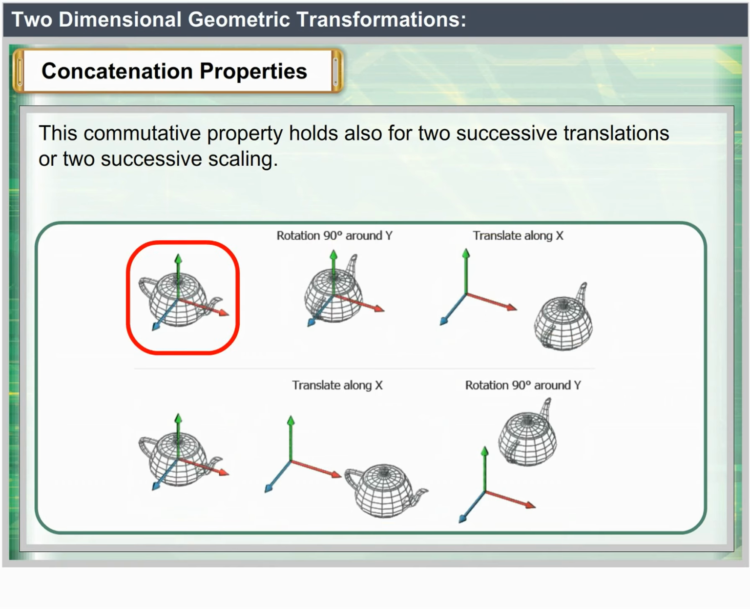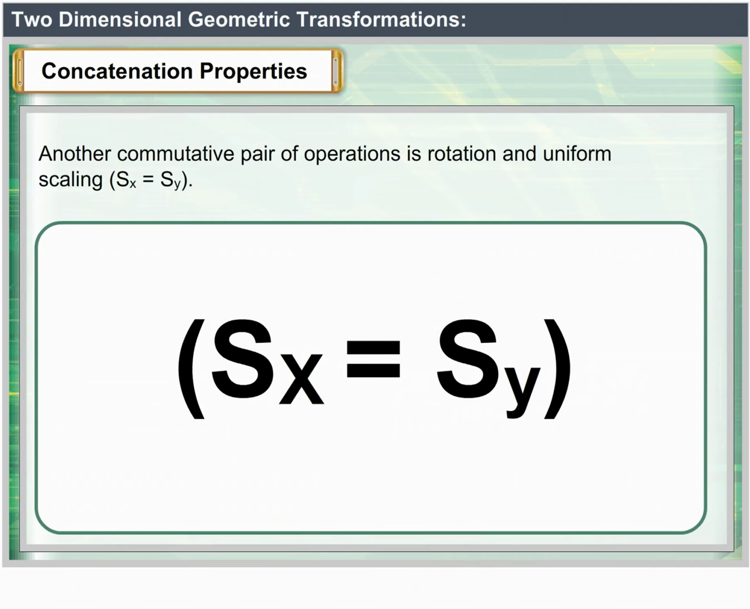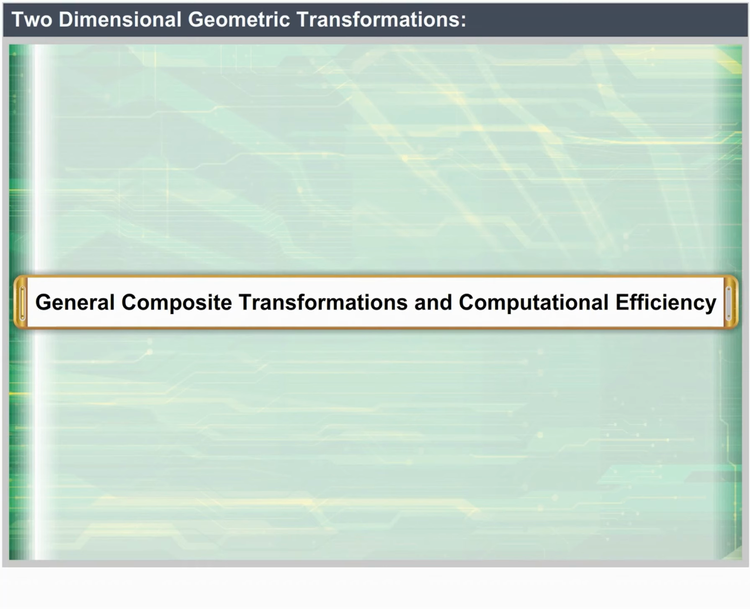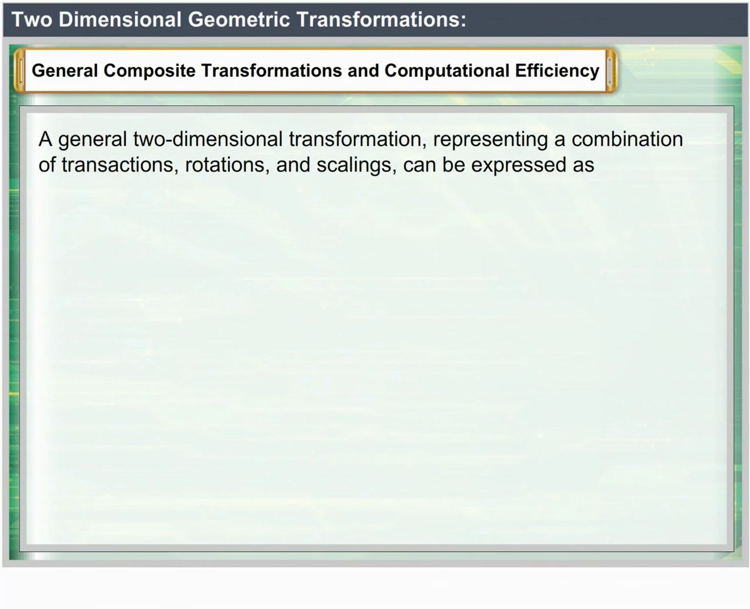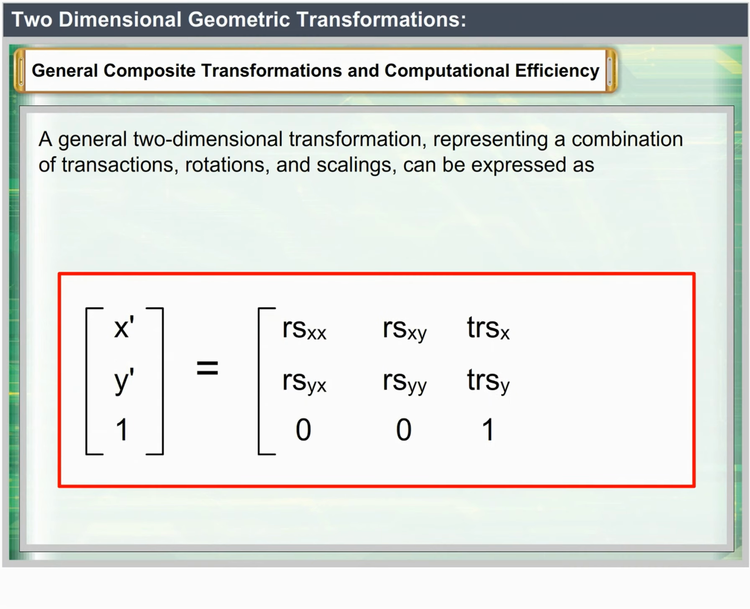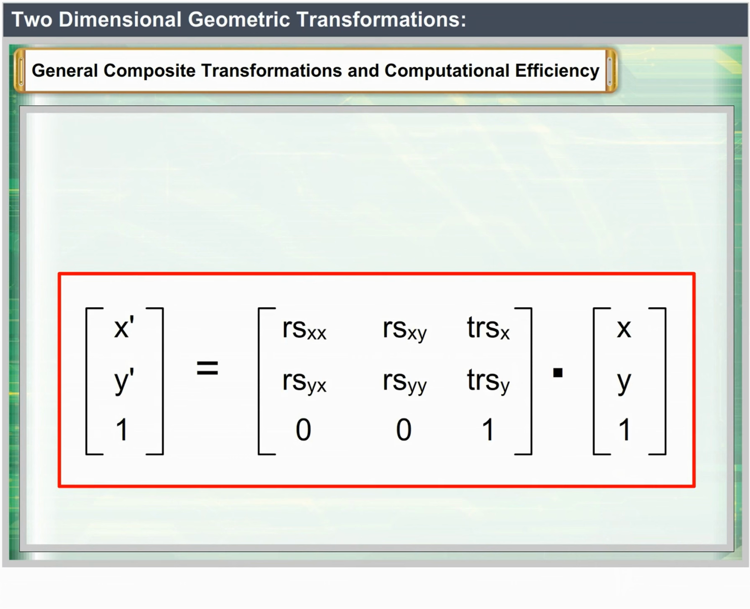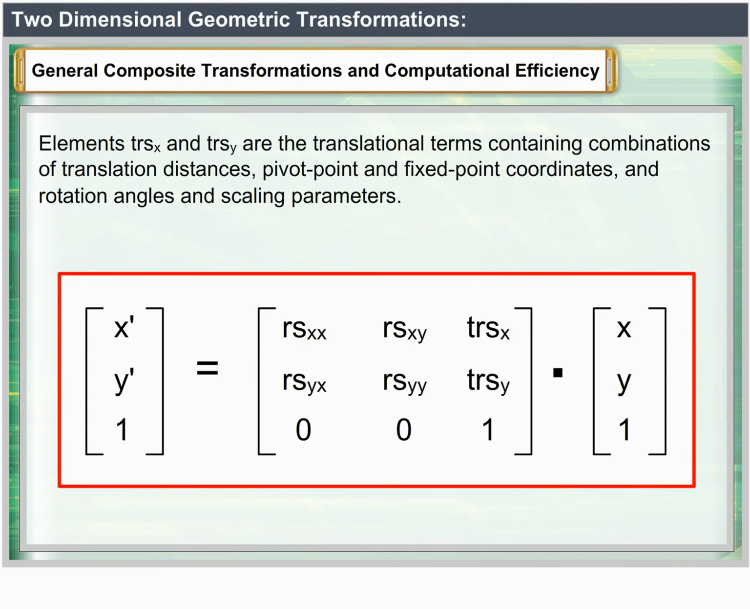General composite transformations and computational efficiency. A general two-dimensional transformation representing a combination of translations, rotations, and scalings can be expressed as shown on the screen. The four elements rsij are the multiplicative rotation-scaling terms in the transformation that involve only rotation angles and scaling factors. Elements trsx and trsy are the translational terms containing combinations of translation distances, pivot point and fixed point coordinates, and rotation angles and scaling parameters.